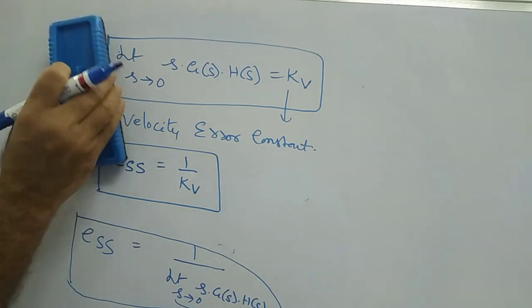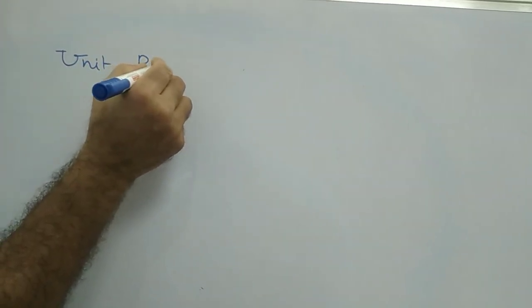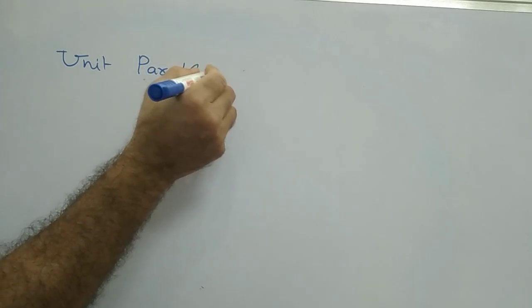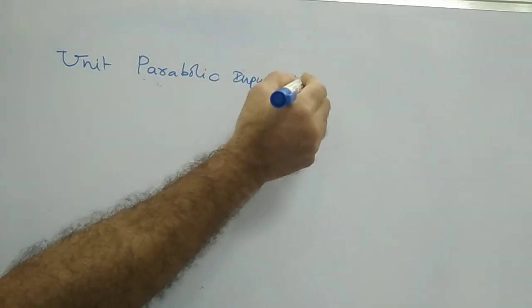So for the unit ramp input, what kind of constant will we get? It is the velocity error constant. And for unit step, it is the positional error constant, Kp. This is okay. And similarly, the third one is the unit parabolic input. Unit parabolic input signal.